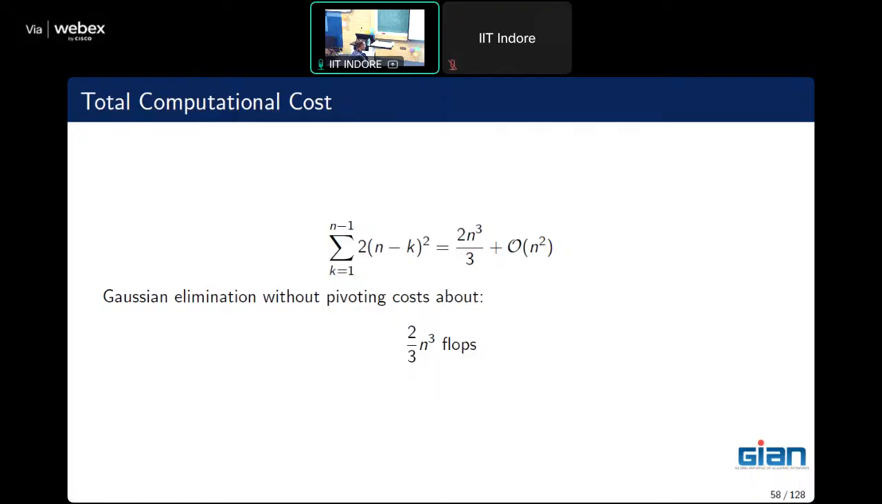So Gaussian elimination without pivoting costs 2n³ by 3, as I told you, and if n is very large, then the lower order terms are very small as compared to that.